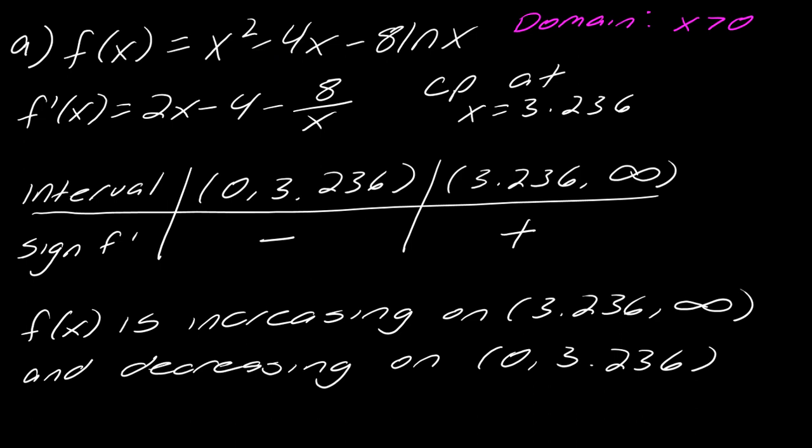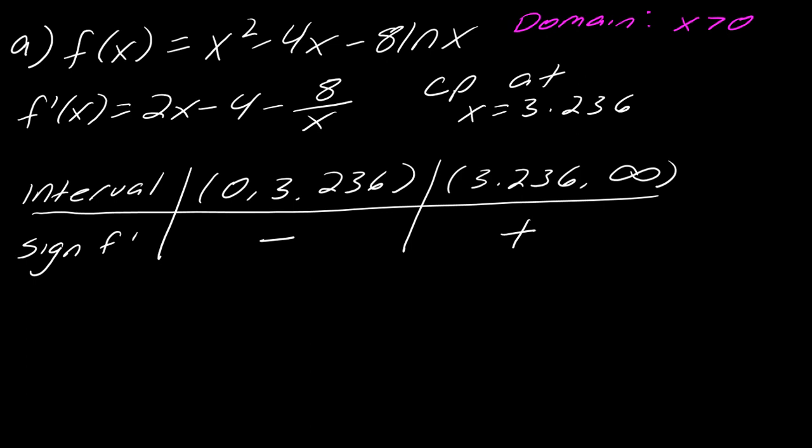So now that we've summarized that part, now we need to talk about max or mins. Let me clear some space. You can see by looking at the table that we're going from decreasing to increasing, so that indicates that we've got a min here. And since this just goes from decreasing to increasing, and it never goes back to decreasing, we can actually say this is a global min.